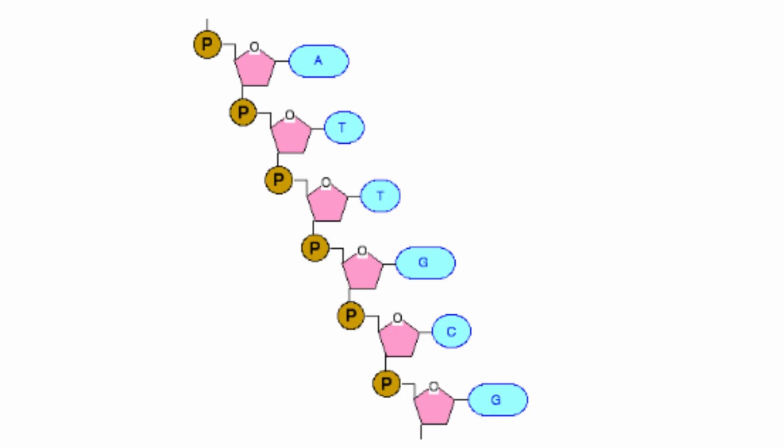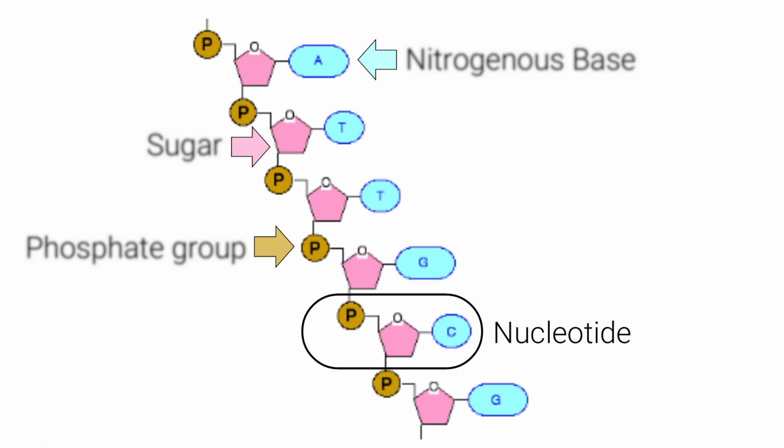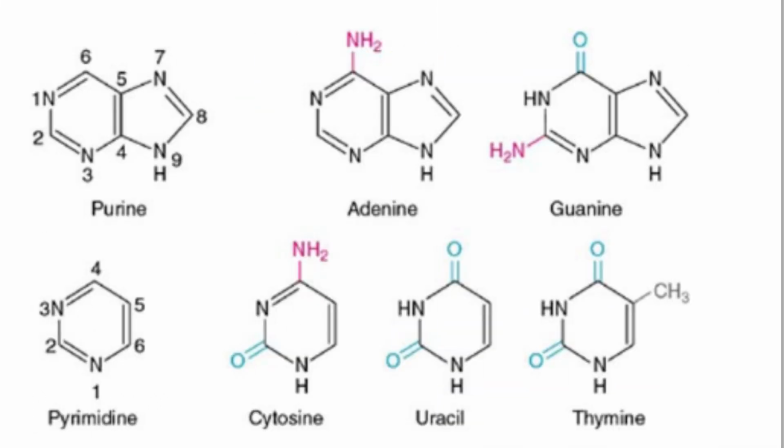One nitrogenous base is attached to one sugar from the sugar-phosphate backbone we discussed earlier. One nitrogenous base bonded to the sugar and phosphate group makes up one nucleotide. Because all of these nucleotides are attached by the sugar-phosphate backbone, the entire chain of nucleotides makes up a nucleic acid, like DNA. Nitrogenous bases fall into two categories.